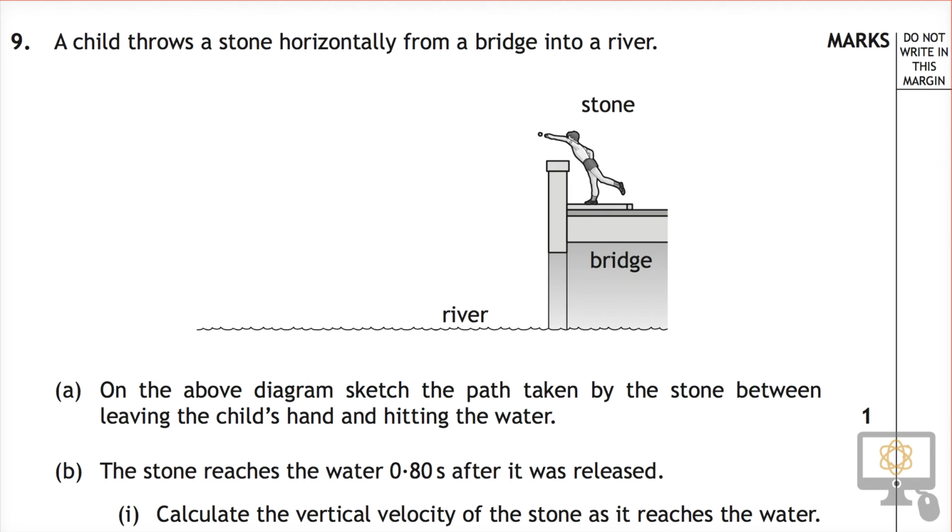Look at question number 9 of the 2015 National 5 Physics paper. We start off with question A. It says a child throws a stone horizontally from a bridge into a river. I'm just going to highlight a couple of things here that I think are important. The word horizontally is definitely important, which means that there's no upward initial velocity.